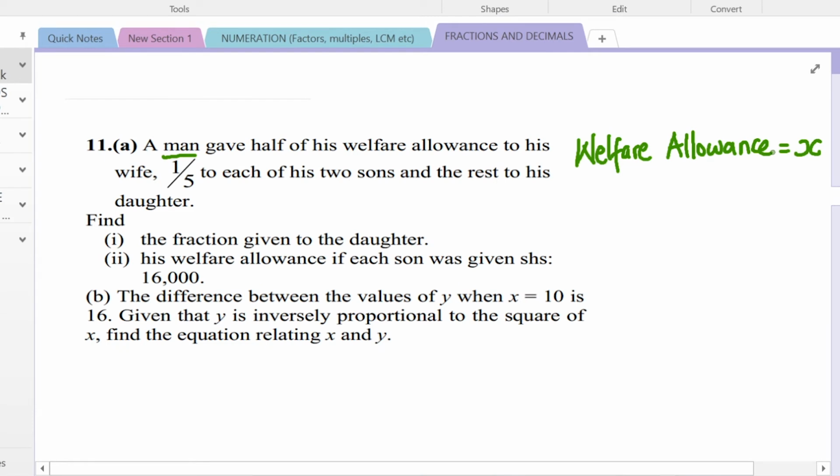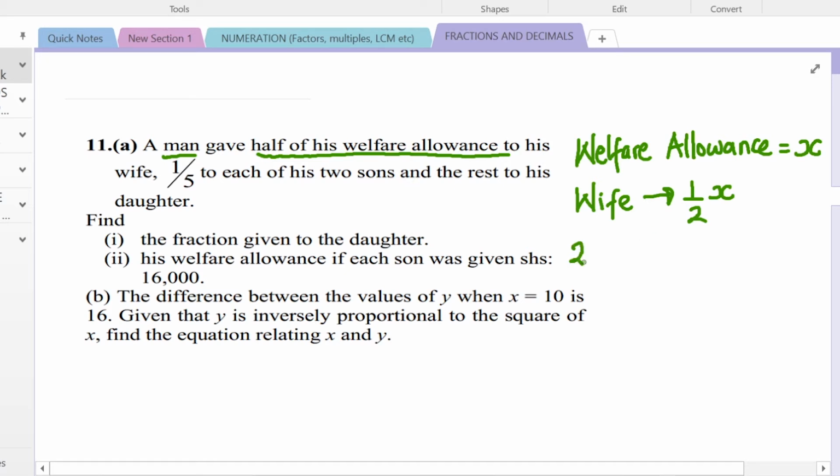His welfare allowance is equal to X, right? So if his welfare allowance is equal to X, the question says that the man gave half of his welfare allowance to his wife. So here we know that the wife got a half of that welfare allowance, which is X, right? So he gave half of his welfare allowance to his wife. I think that is pretty generous. Then a fifth to each of his 2 sons, and the rest to his daughter.